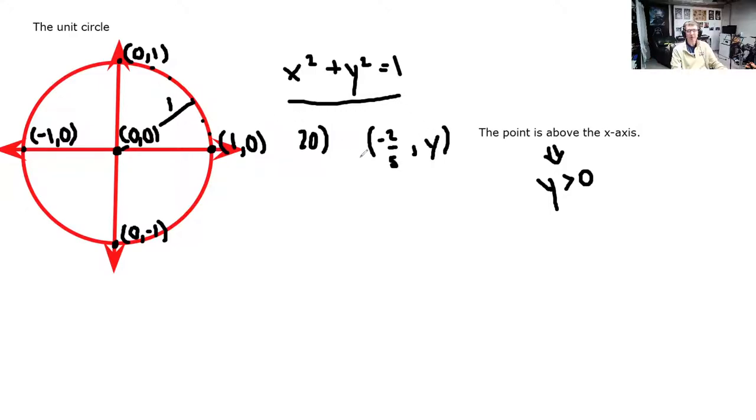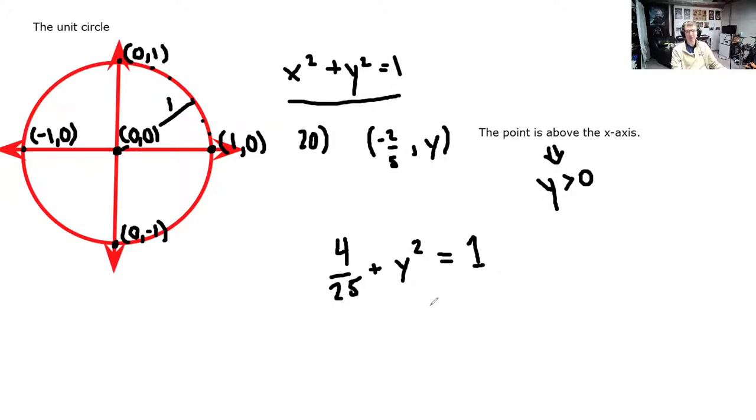So now we're just going to rely on what we know, which is that every point on the unit circle satisfies this equation up here. So we know x is negative 2/5, so let's square it. So 4/25. We don't know what y is, so we're just going to leave it alone. And we know because this point is on the unit circle that when you square these two things and add them together, you get 1. So now we're just going to solve, right?